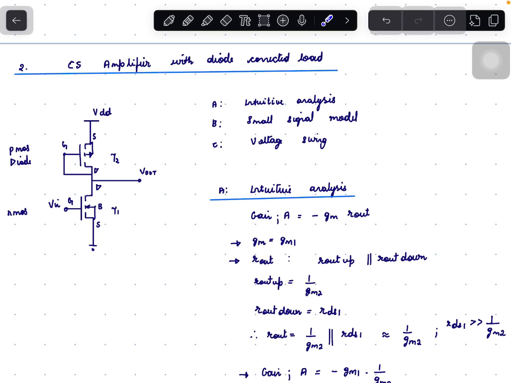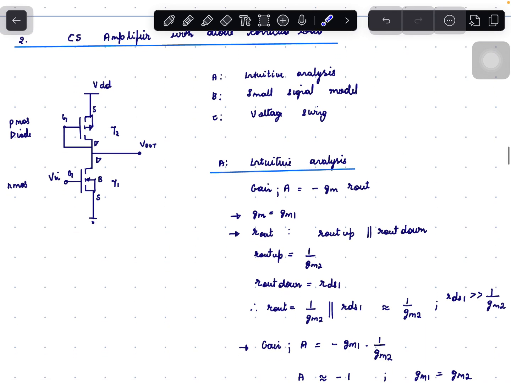Next is common source amplifier with diode connected load. Here we have an NMOS. Input is given to the gate of NMOS. Source is connected to the ground. Output is taken at the drain, and the load is a PMOS diode. So for a PMOS diode, the gate and drain are shorted and the source is connected to VDD.